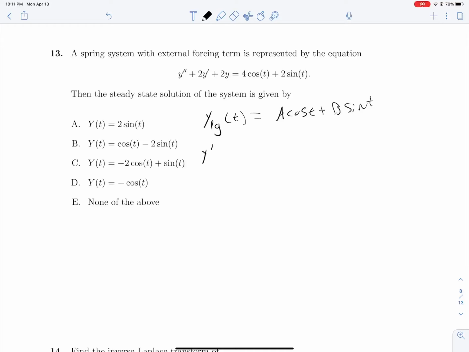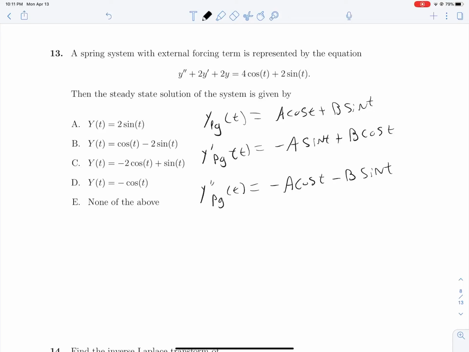Finding y prime pg of t will just give us negative a sine t plus b cosine t. Y double prime pg of t gives us negative a cosine t minus b sine t.